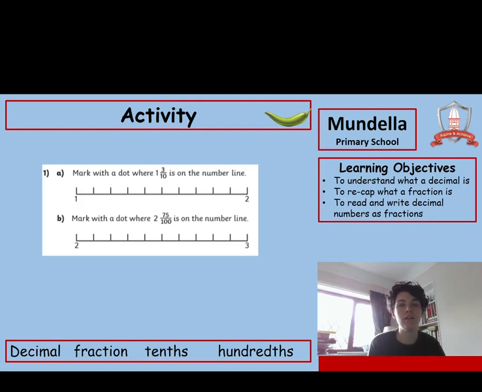Okay, and another activity for green. So mark with a dot where 1 and 3/10 is on this number line. So notice you've got your benchmarks of 1 and 2, and then on this one 2 and 3. Mark it with a dot where those fraction decimals would be.